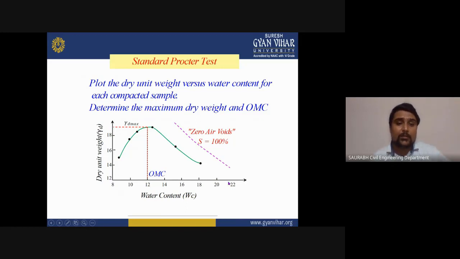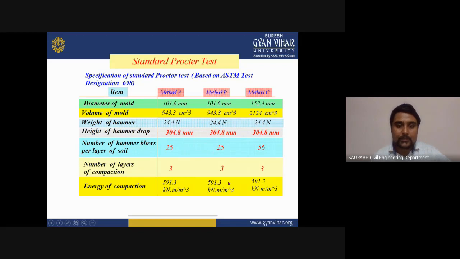Okay, now you can see this is your graph which you have to plot by doing the test, and you also have to determine the dry unit weight, which you will get at the OMC. That formula is showing how you can get the water content of a soil. Now come to the table of how you have to calculate the standard Proctor test procedure and results.